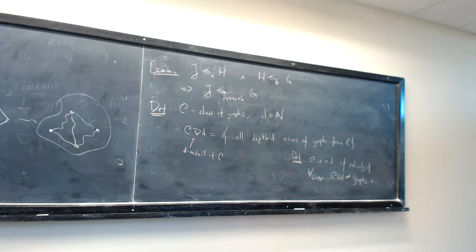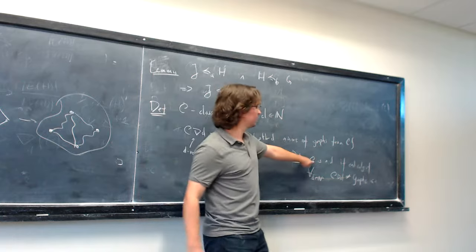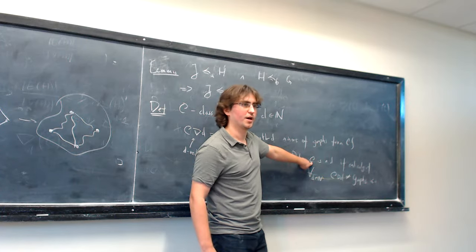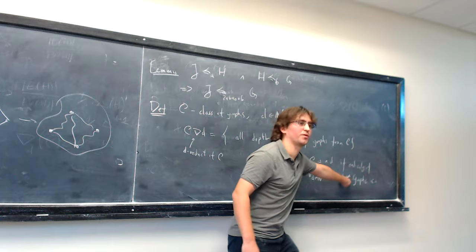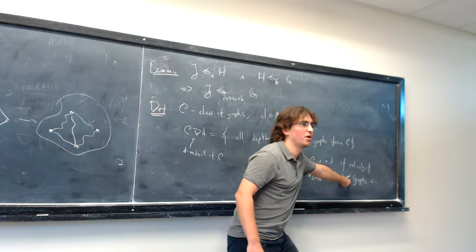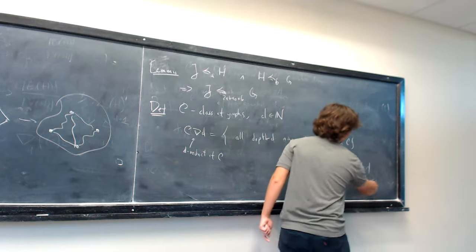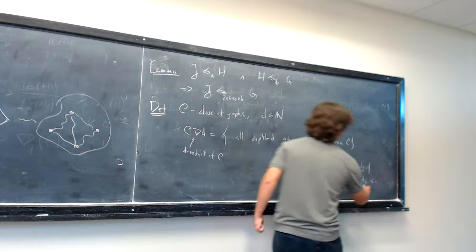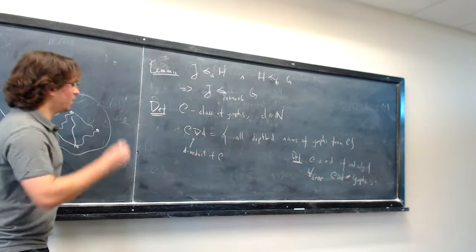Is this clear? On one hand, if C is nowhere dense, then at every constant depth I do not see a fixed clique as a depth d minor. So in particular, I do not see all the graphs. On the other hand, if at every constant depth I do not see all the graphs, then in particular I do not see some clique, because if I had seen all the cliques, then I would see all the graphs, because if I see a clique as a depth d minor, I see also every subgraph. This is just a subgraph closure. So this is a different way of thinking about nowhere denseness. Okay, so now this lemma.